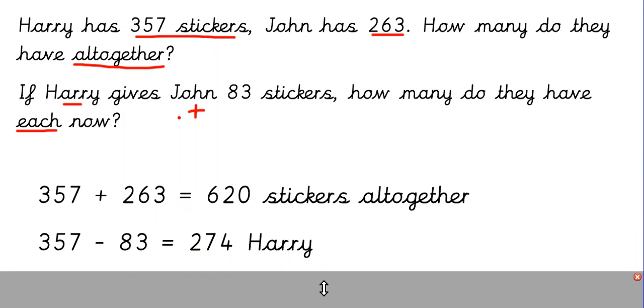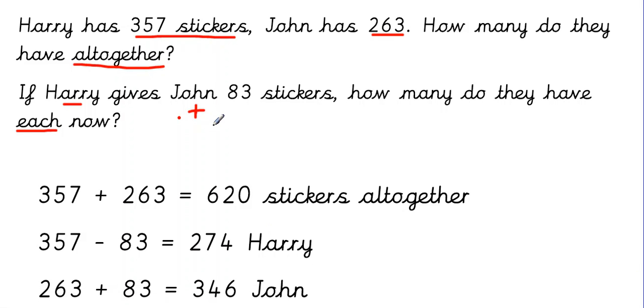Okay, so first of all then, you've got 357 add 263. So that means that they have 620 stickers altogether. Then we need to know how many Harry has and how many John has. So Harry would have 357 minus 83, which is 274 stickers. And John would have 263 add 83, which is 346 stickers. Okay, because we wanted to know how many they've got once Harry has given John 83 stickers. Well done if you got those correct. That was quite tricky wording for that second part of that question.